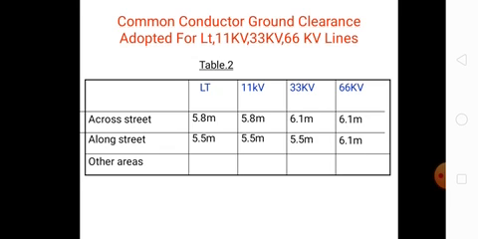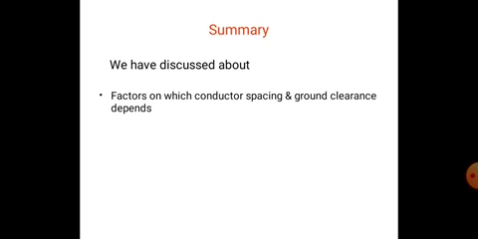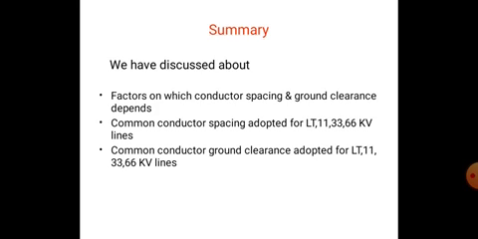For other areas where lines are erected elsewhere, it is 4.6 meters, 4.6 meters, 5.2 meters and 5.5 meters. So we have discussed the factors on which conductor spacing and ground clearance depend, the common conductor spacing adopted for 11 kV, 33 kV, 66 kV, and the common ground clearance adopted for 11 kV, 33 kV, 66 kV lines.